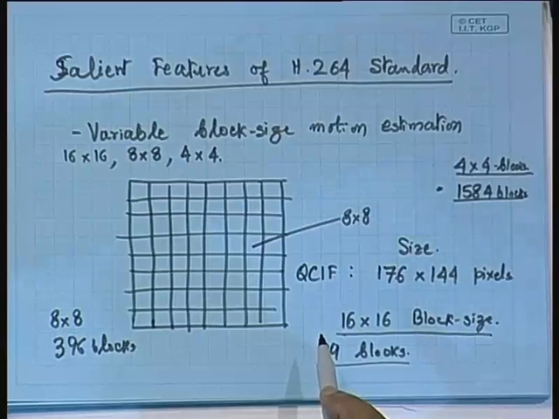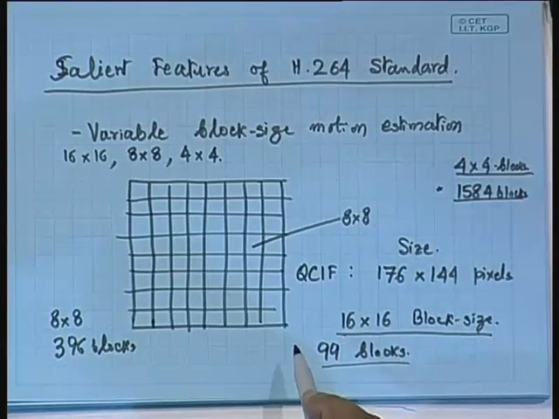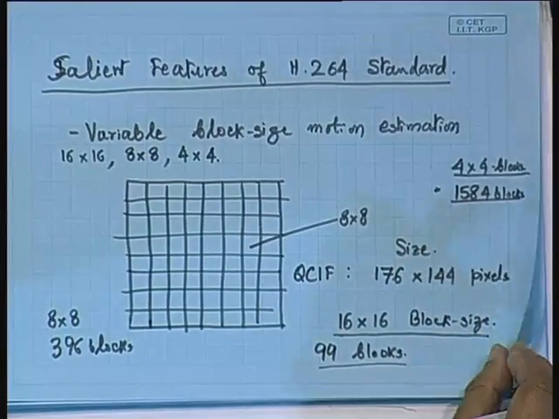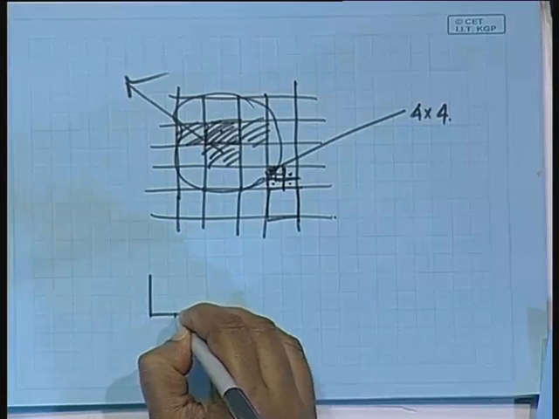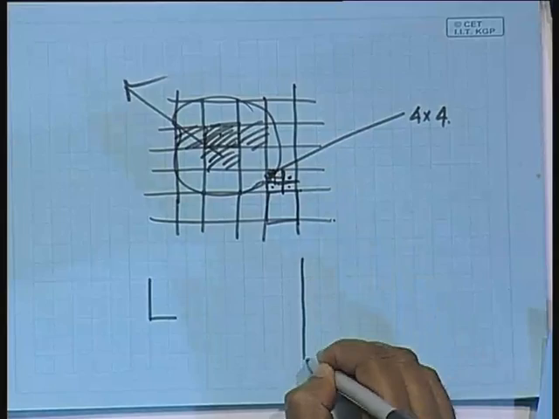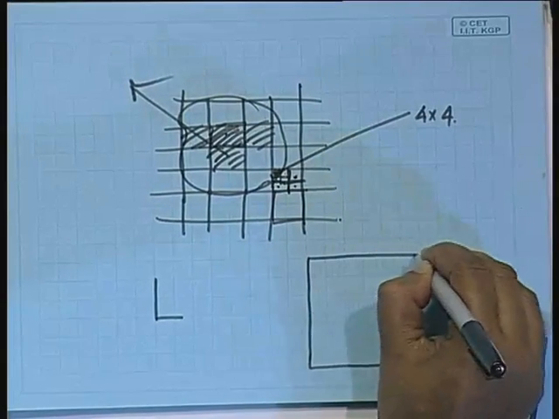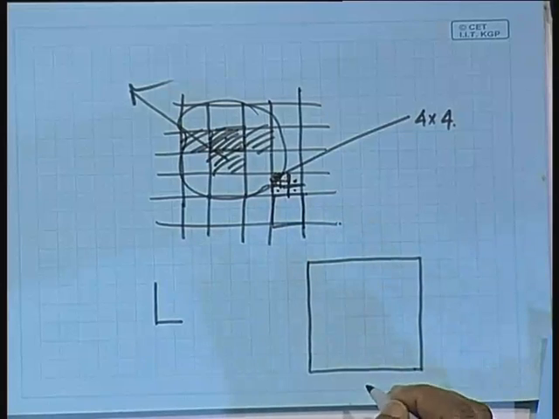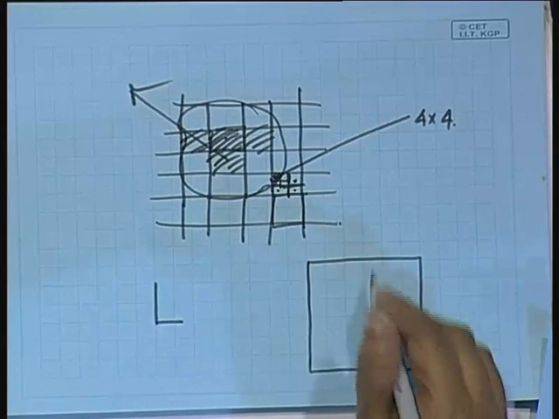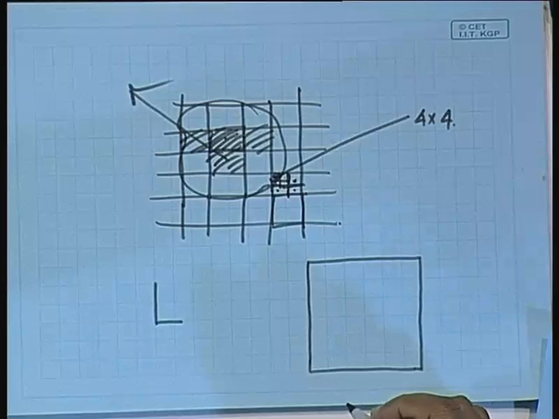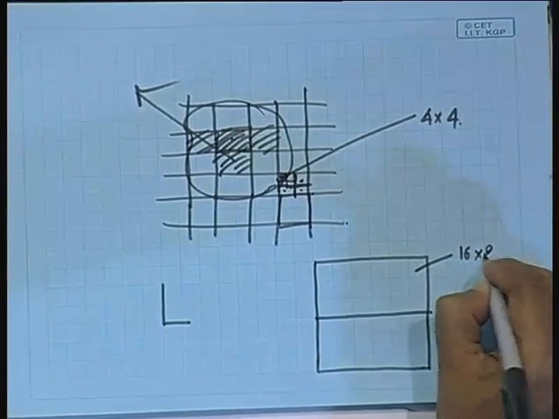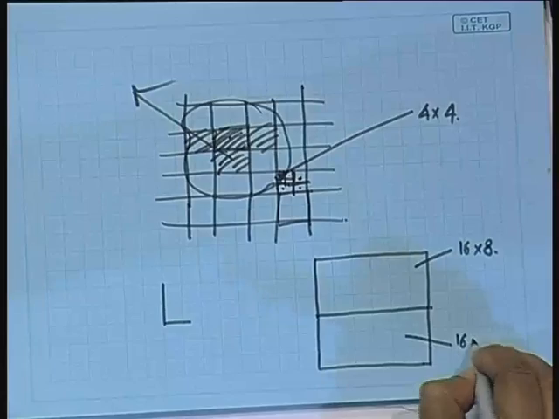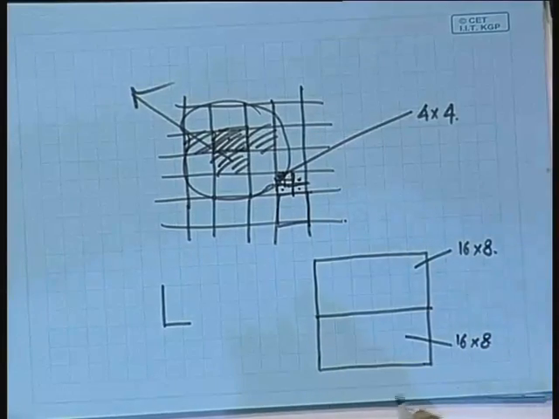So, it is variable block size motion estimation, and not only that, the H.264 standard has so much flexibility that even when you have a 16 by 16 block size, let us say that this is a 16 by 16 block size, I can not only subdivide this into 4 sub blocks of 8 by 8 and have 4 motion vectors, I can also say that for this 16 by 8 there is one motion vector, for this 16 by 8 there is another motion vector. So, 16 by 16 can be partitioned in 4 different ways.